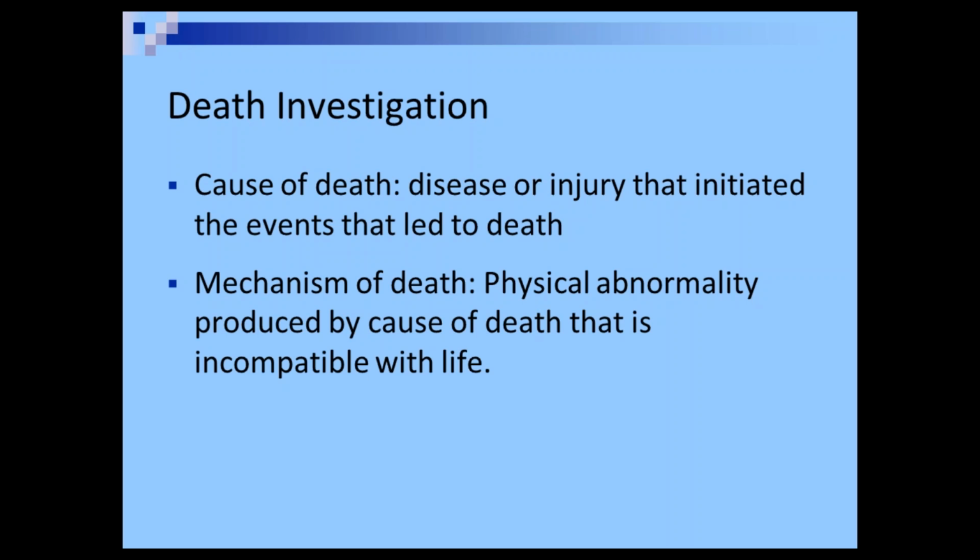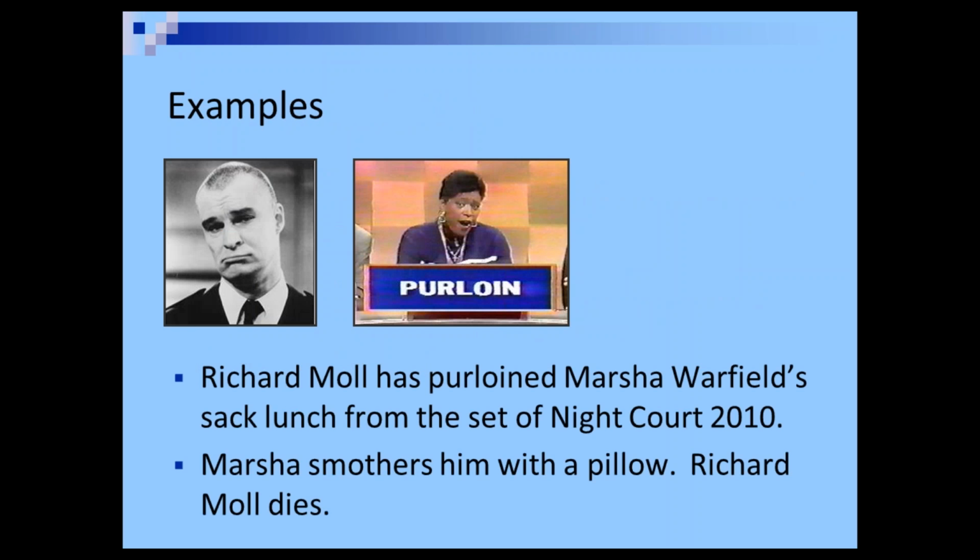Now the mechanism of death is a little bit more technical word, mechanism, and it's more the medical physical abnormality that is incompatible with life. What does that mean? Well, in suffocation, it would be the lack of oxygen, asphyxiation would be the technical term for it. It's that lack of oxygen that causes your body to shut down. Okay, so the cause of death leads to that physical abnormality. All right, so let's go through some examples here.